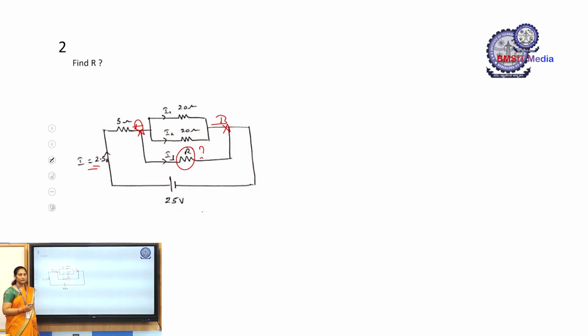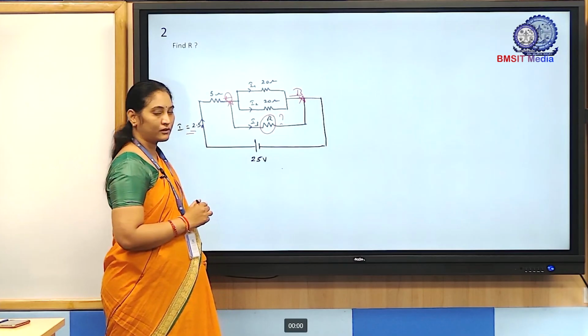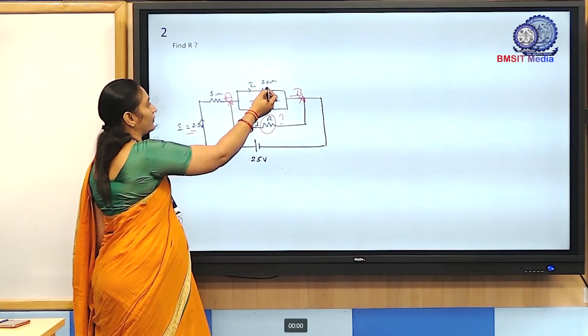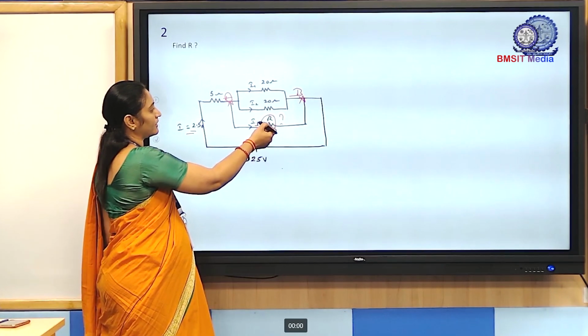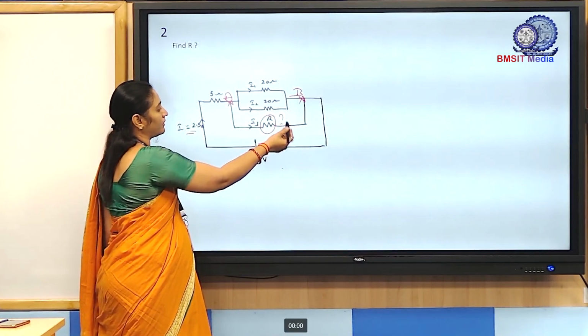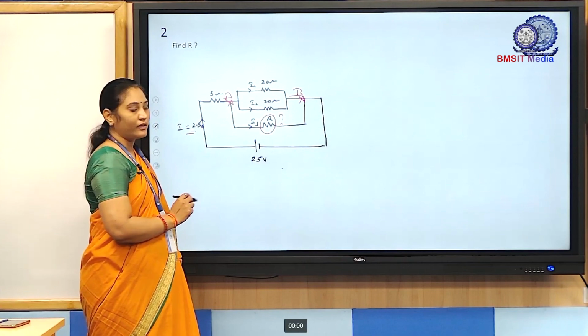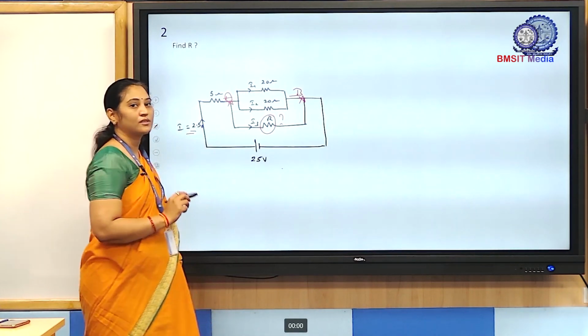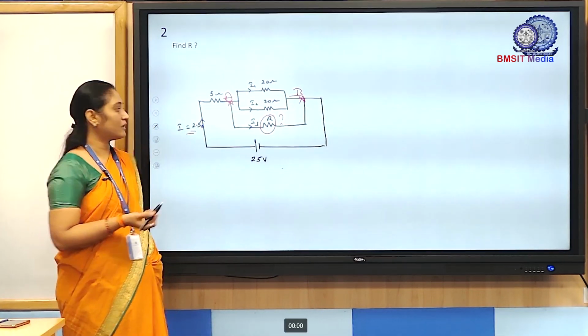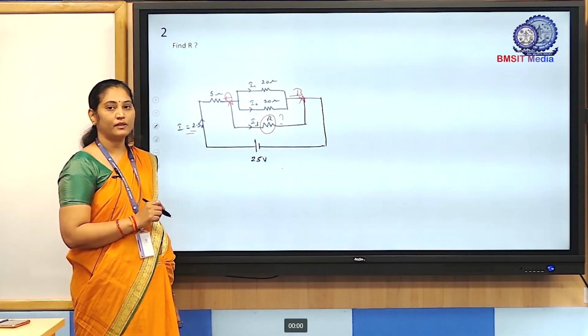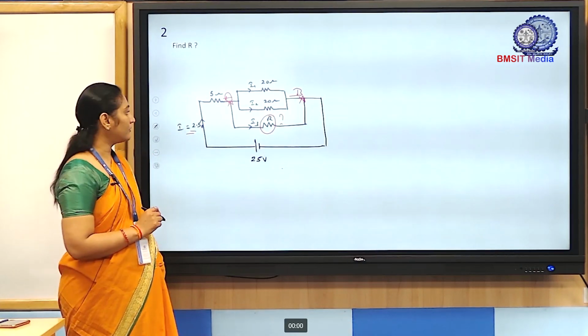In order to find the voltage across this terminal, since the 20 ohms and 20 ohms resistors are also connected to the same terminals as the R, the voltage across the 20 ohms resistor will be equal to the voltage across the R. From that we can find out the value of R.